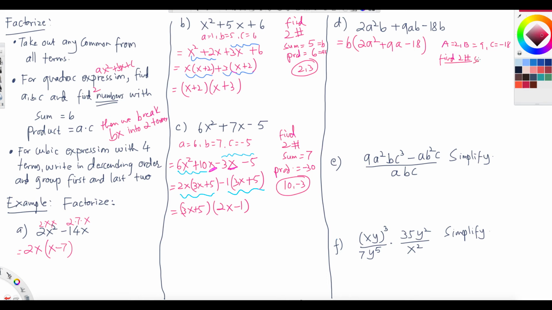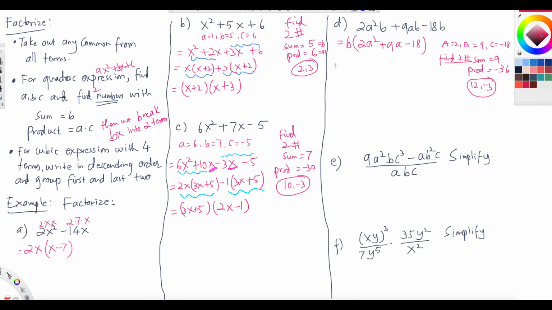With sum needs to be 9, and then product needs to be 2 times negative 18, which is negative 36. Can you find two numbers whose sum is positive 9 and product is negative 36? I think those two numbers must be 12 and negative 3, right? 12 minus 3 is positive 9. 12 times negative 3 is negative 36. So you need to break that middle term according to that.